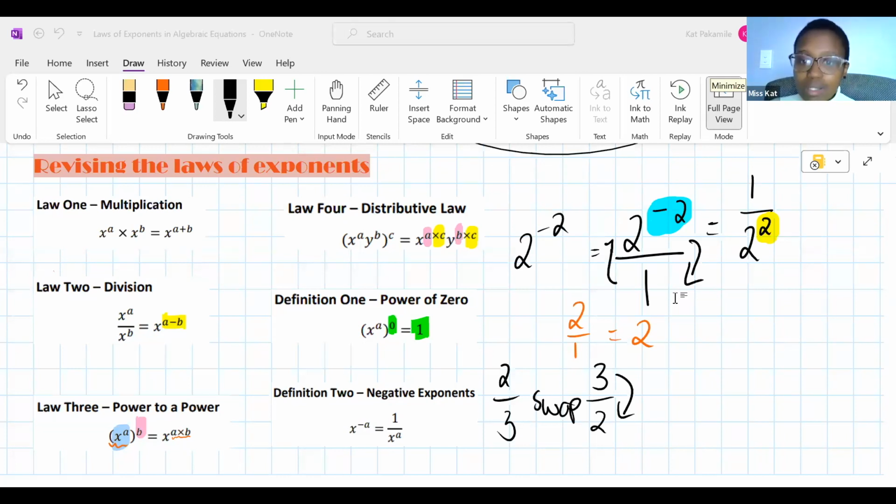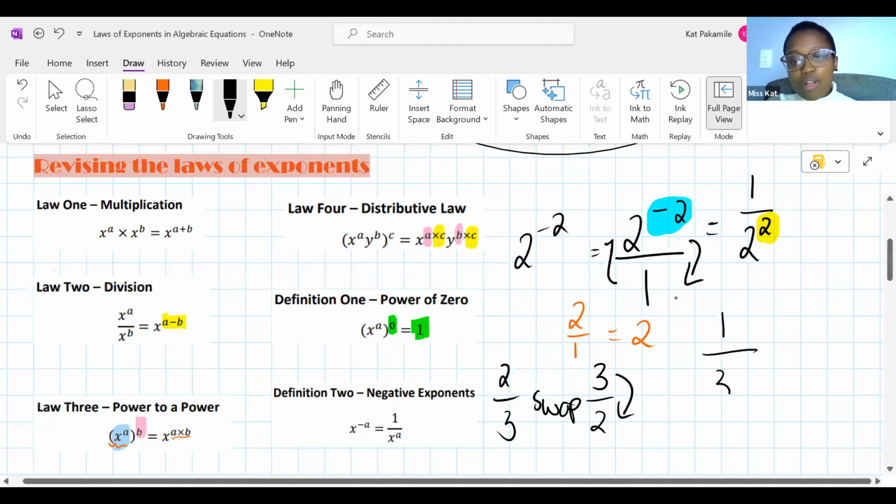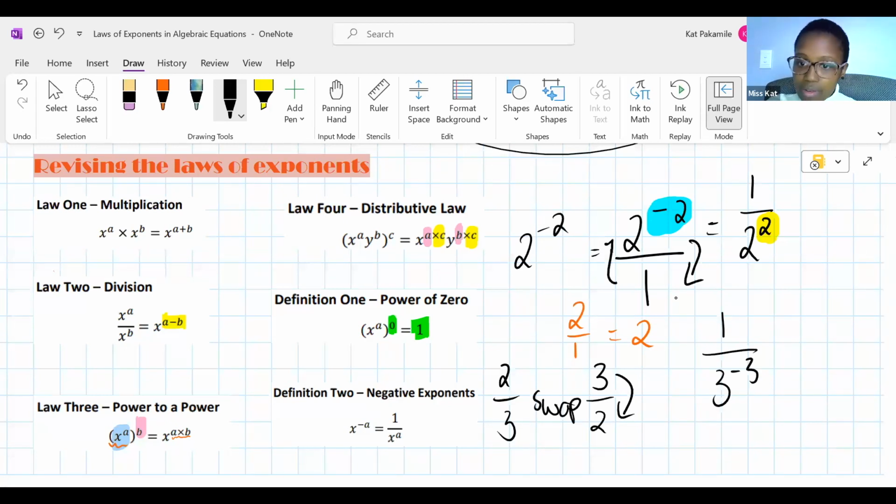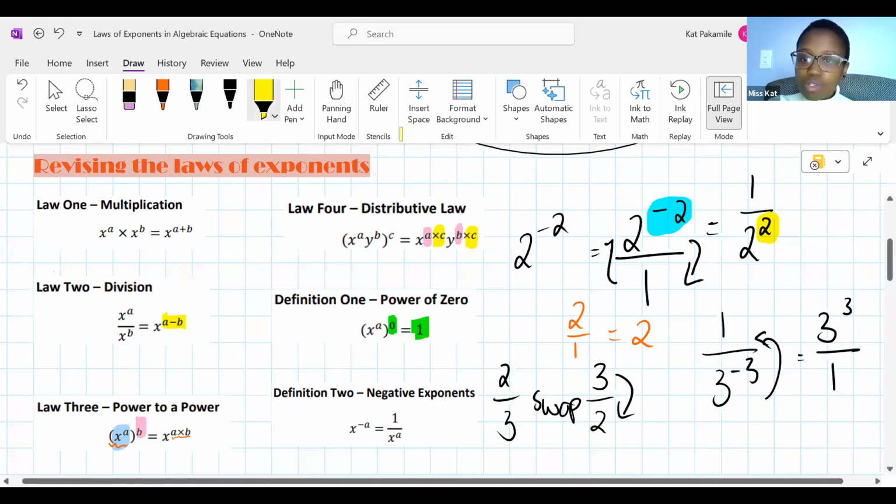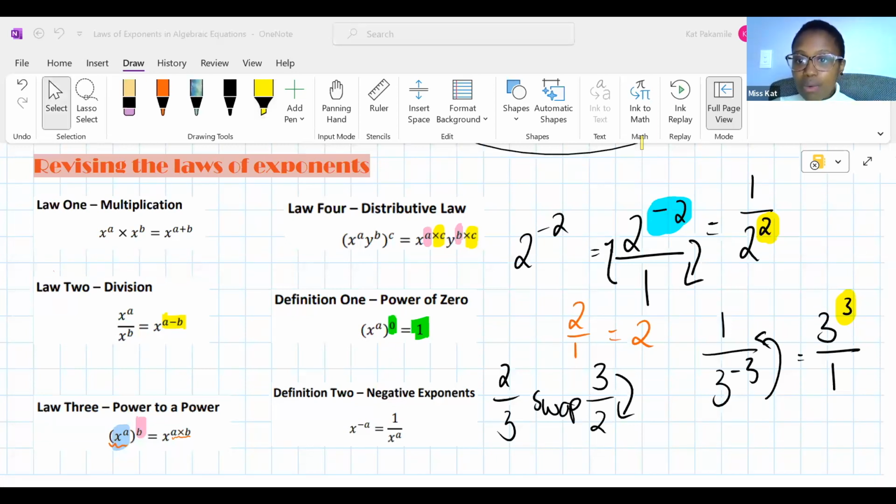So if we want positive exponents, in the same way, if I have 1/3 to the power of negative 3. Okay, reciprocal means swap them. So now it will become 3 to the power of 3/1. The only thing I said, if you're going to use the reciprocal, you must remember to change your exponents to a positive. Okay, I'm hoping we now understand.